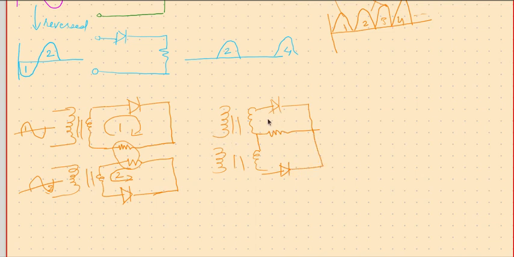During positive cycles, current flows this way. During negative cycles, current flows this way. Therefore, in both half cycles, the current is always flowing through the resistor, and hence we have this effect. For 1, 3, 5, 7, this will be working. For 2, 4, 6, 8, this will be working, and we get this output.